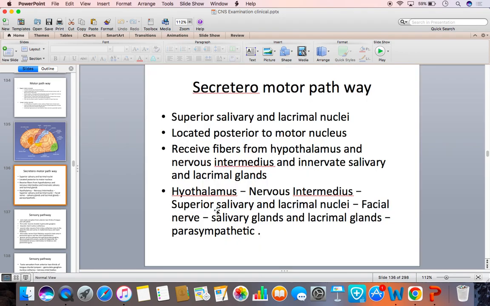Then coming to the secretory motor pathway, its nuclei are located as the salivary nucleus and the lacrimal nucleus in the pons, in close proximity to the motor nucleus posteriorly. The nuclei receive fibers from the hypothalamus and, via the nervus intermedius, innervate the salivary and lacrimal glands.